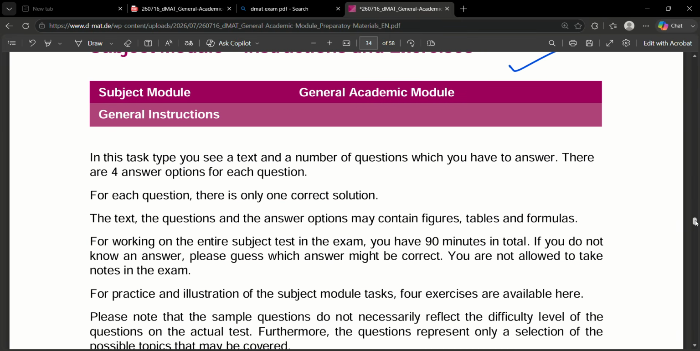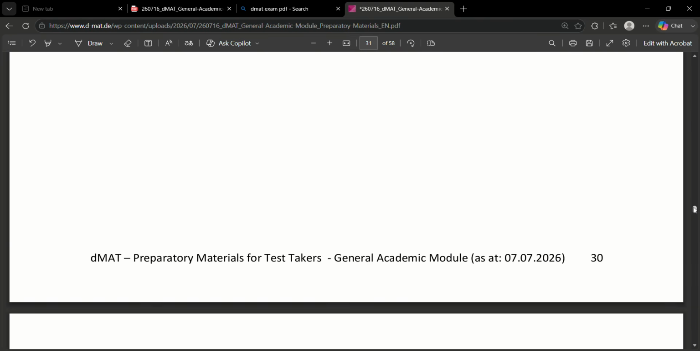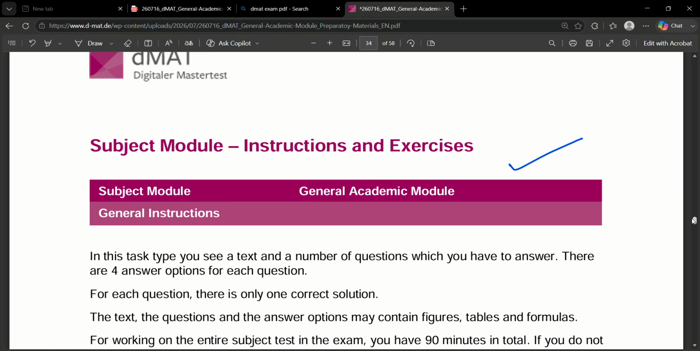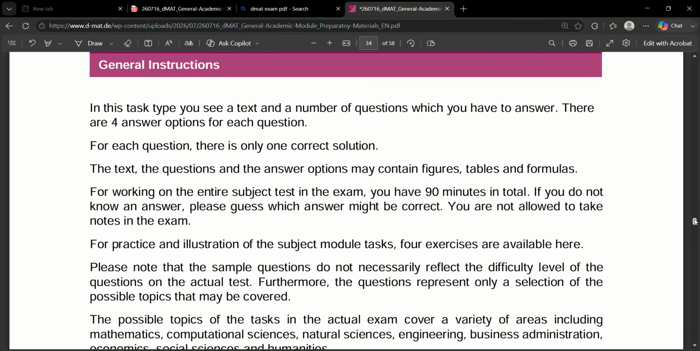So we have discussed the core module of DMAT in the last 5 videos, DMAT class 1, 2, 3 and 5. Now we are discussing the journal academic module of the official PDF. So before we dive into this particular topic, we are going to learn about the instructions that they have given in the official PDF.